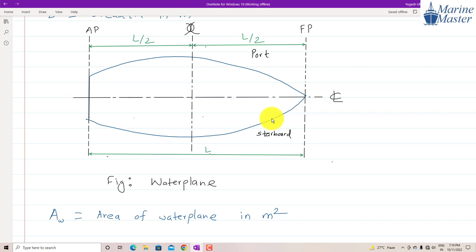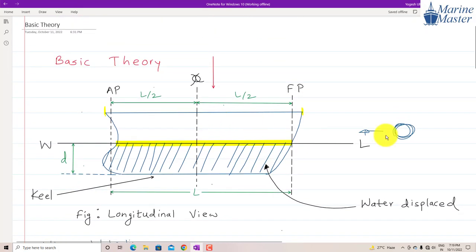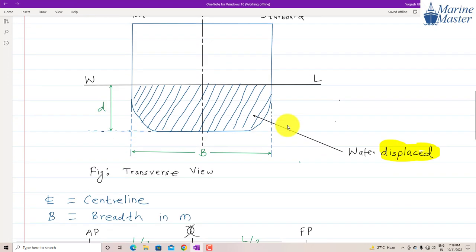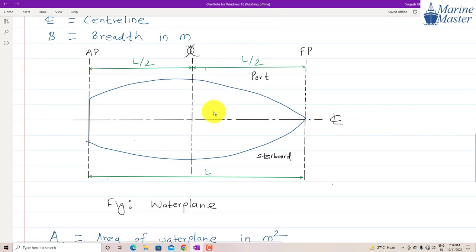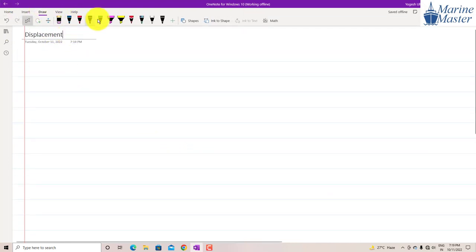So in this way, we have seen different views of the ship. We have seen the longitudinal view, then the transverse view, and at the end, this is our water plane, guys. Always try to draw the figure properly. Now the next point that we are going to study is displacement. So everyone give the next heading.